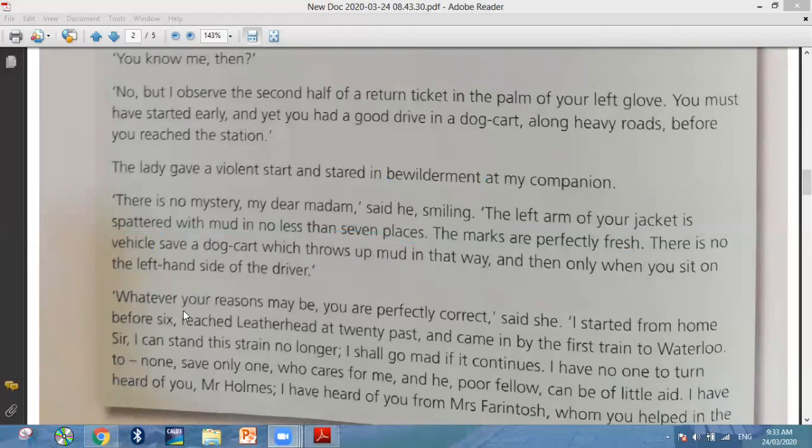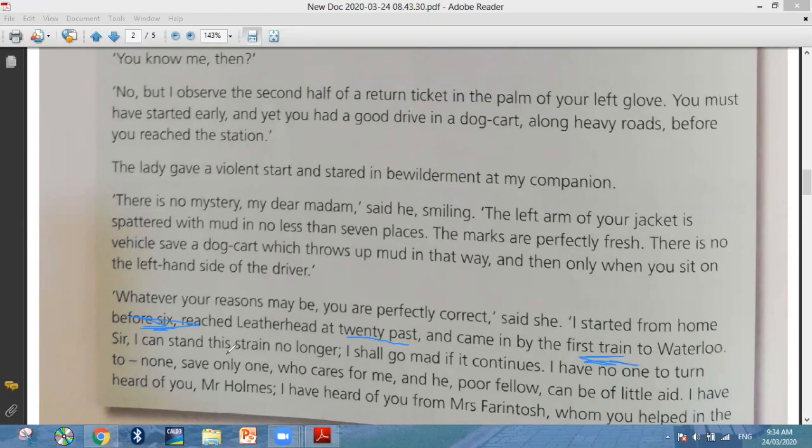"Whatever your reasons may be, you are perfectly correct," said she. So this is the woman now who is talking. "I started from home before six, reached Leatherhead at twenty past, and came in by the first train to Waterloo." This is in the early morning.